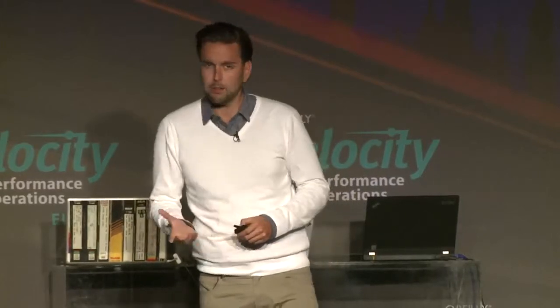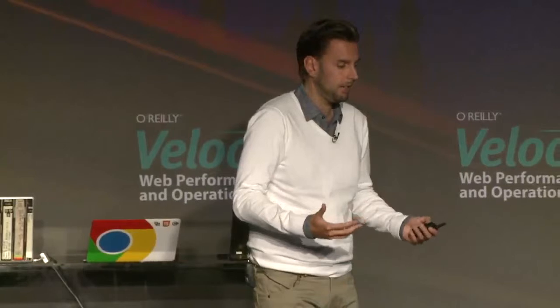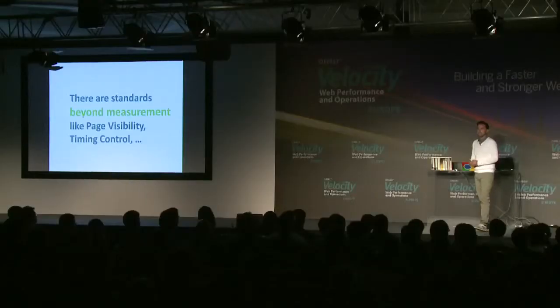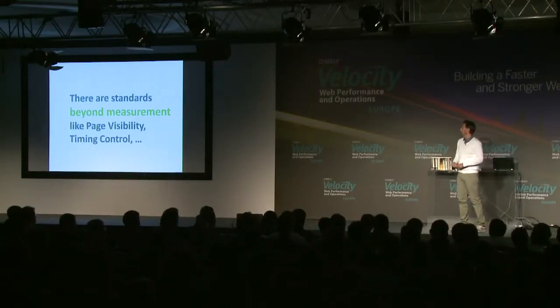But there are also standards beyond measurement. The initial standards were a lot about measurement, but it's not just about measurement per se. There are also other standards that help you build websites that perform better. One standard in this way is page visibility, which does something very simple, but very substantial. It tells you whether the page is actually visible or not. And you can react to the page being visible or not, like deciding that you do fewer refreshes if the user is not looking at the page at all.